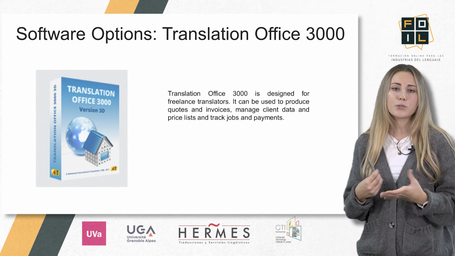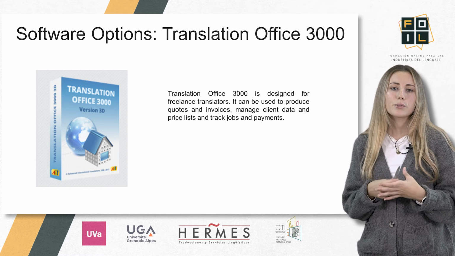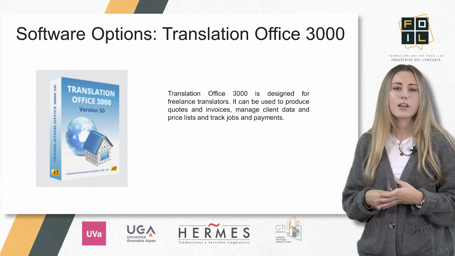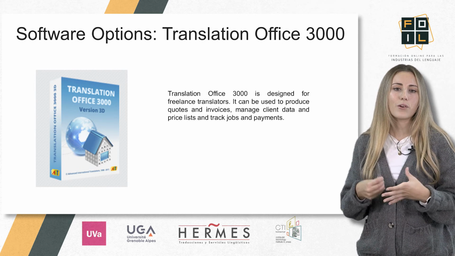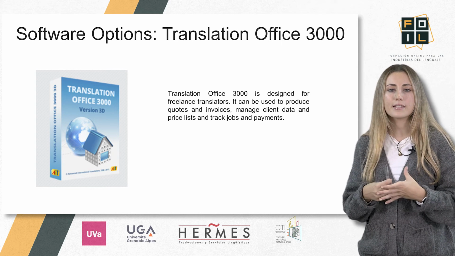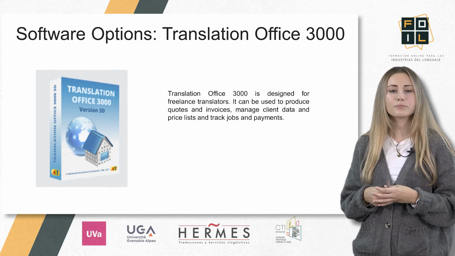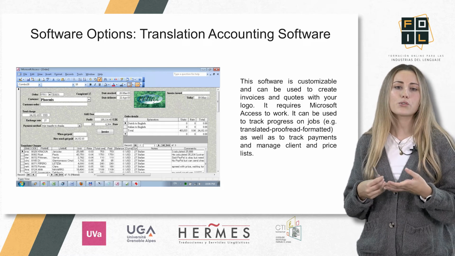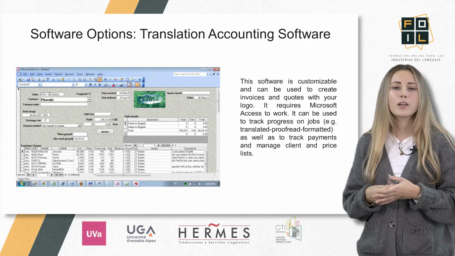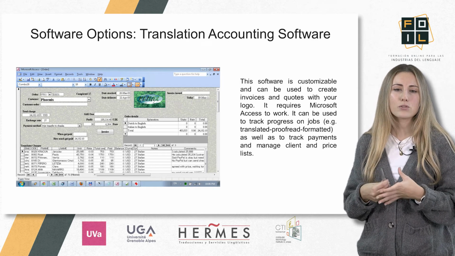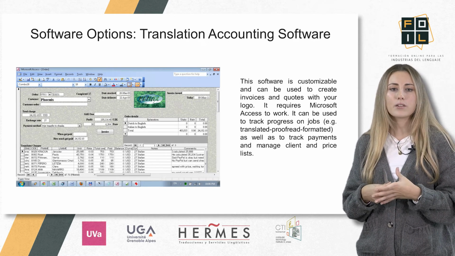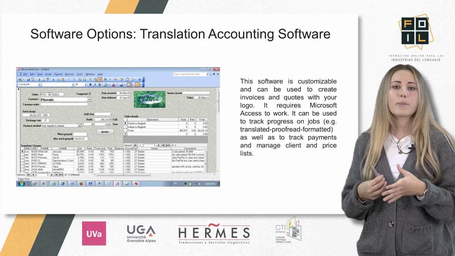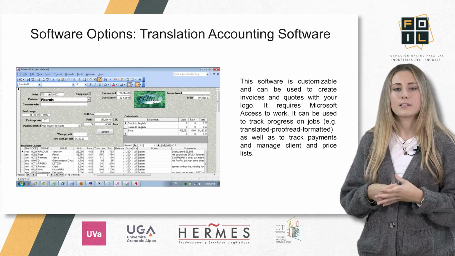There is a range of accounting software available. We are going to look at 3 options. Translation Office 3000 is designed for freelance translators. It can be used to produce quotes and invoices, manage client data and price lists, and track jobs and payments. Translation accounting software can be customized and can be used to create invoices and quotes with your logo. It requires Microsoft Access and Word. It can be used to track progress on jobs, for example, translated, proofread, formatted, as well as to track payments and manage client and price lists.